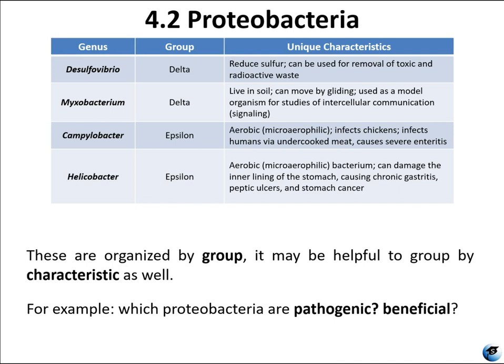like quorum signaling and biofilm production. Campylobacter, he's known for causing severe enteritis. And then Helicobacter causes chronic gastritis, peptic ulcers, and stomach cancer. He is an epsilon proteobacteria.